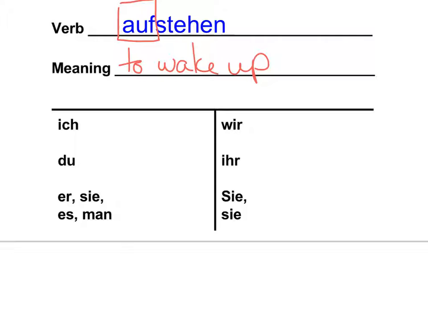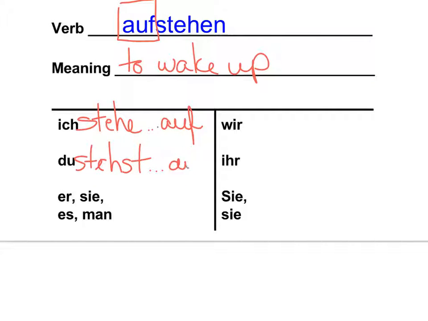Alright. This is a nice normal verb, so we don't have to worry about anything irregular. So what's ich going to become? Stehe. And then? Auf. What about du? Stehst and auf. Er, sie, es: steht. And then auf.